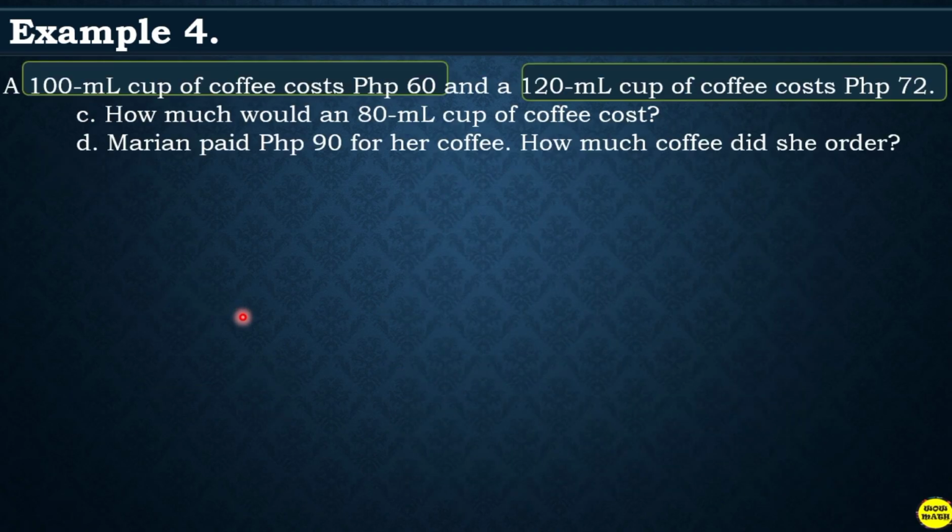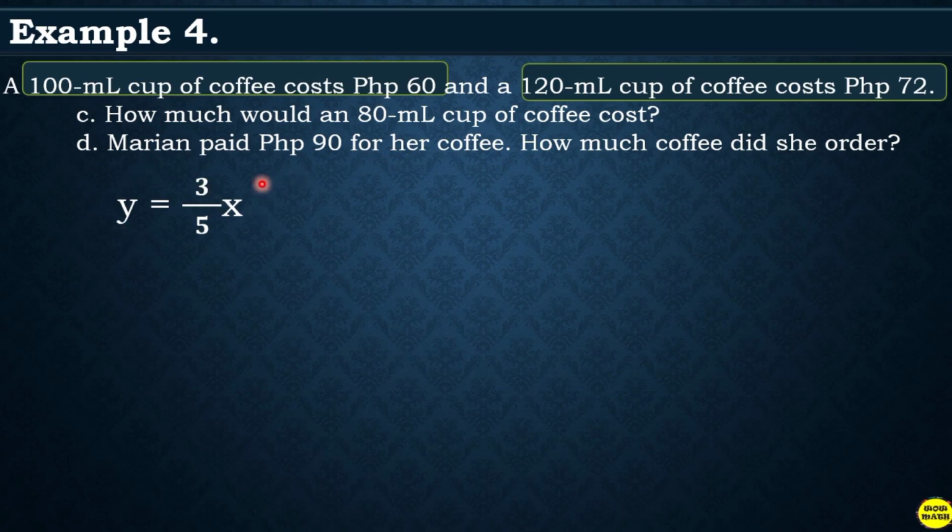Let's answer letter C. How much would an 80 ml cup of coffee cost? So, ito naman, ano nga ulit ito? This is your x, di ba? Yung amount of coffee. The cost of coffee, that is your y. Okay, ulitin ko. The amount of coffee, that is your x. And then the cost of coffee, kung magkano babayaran mo, that is your y. Okay, para lang alam natin, ma-recall tayo.